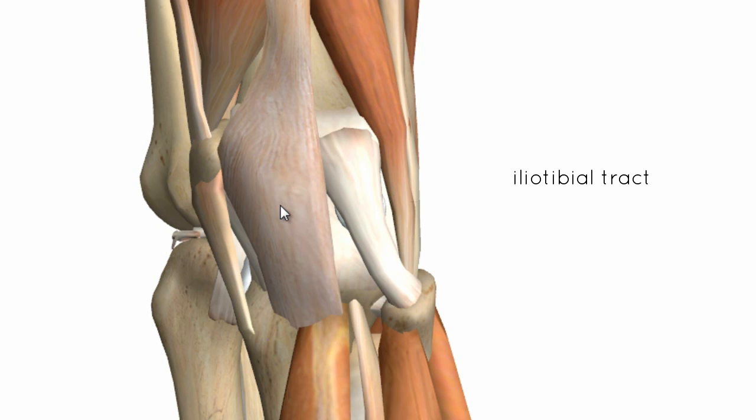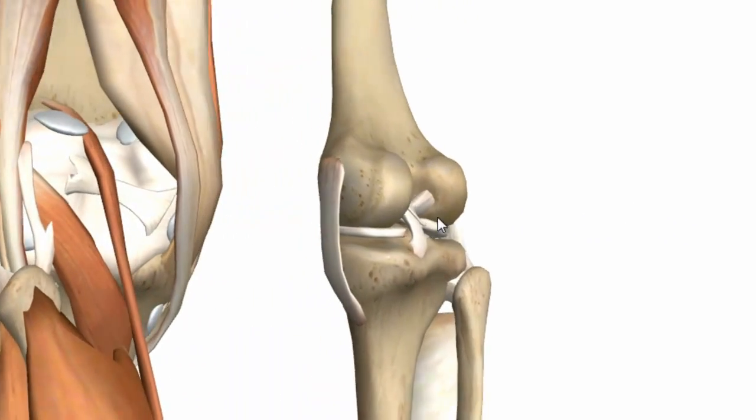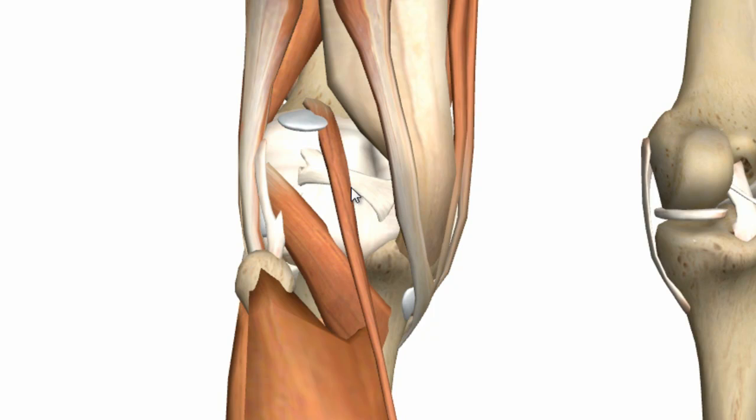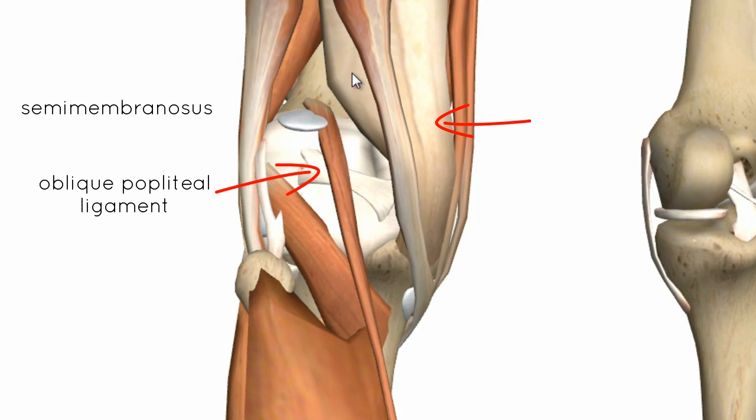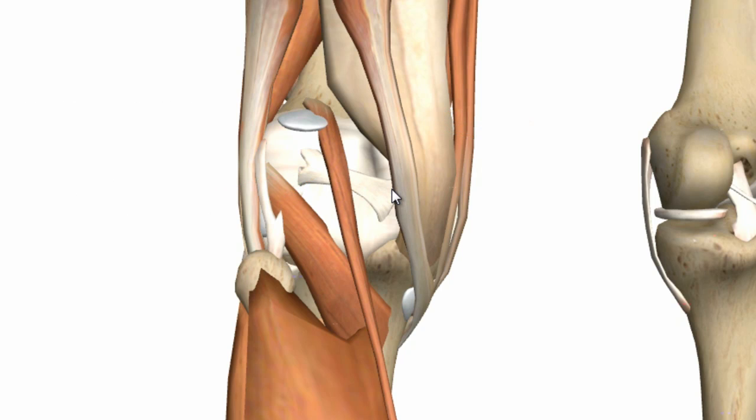which reinforces the capsule laterally. And if we rotate round to the back, you can see this ligament which arches over the back of the joint capsule, and this is called the oblique popliteal ligament. This is actually an extension from this tendon, the semimembranosus tendon, which attaches onto the tibia, and it gives off this ligament called the oblique popliteal ligament, which reinforces the posterior aspect of the joint capsule.